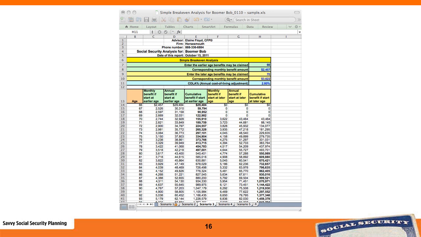Or maybe a client is already 66 and wants to know if he should apply now or wait until he turns 70. For scenario 3, we enter the two amounts for 66 and 70 from the benefit adjustment calculator and get a break-even age of 80.